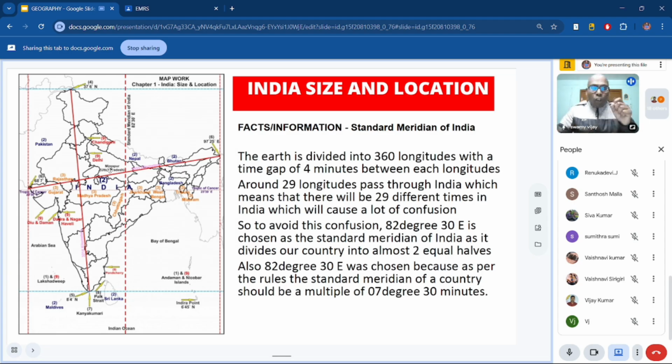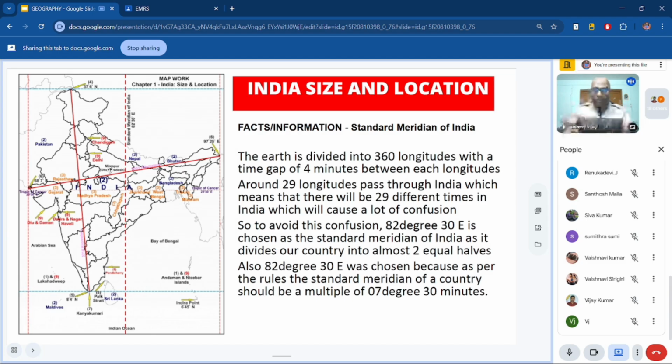So around 29 longitudes pass through India, which means that there would be 29 different times in India, which would cause a lot of confusion. So to avoid this confusion, 82 degree 30 minutes east is chosen as the standard meridian of India, as it divides our country into almost 2 equal halves. Now an assertion reasoning question may come: why is 82 degree 30 minutes longitude chosen for Indian Standard Time? The reason is because this longitude equally divides India into 2 equal halves.